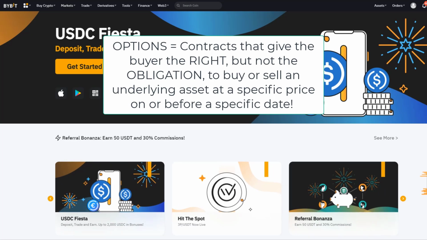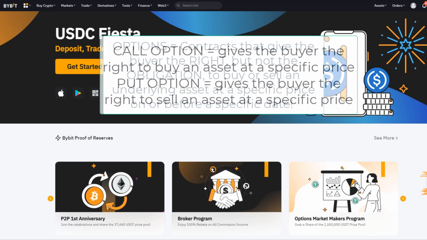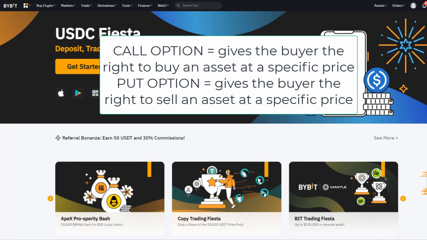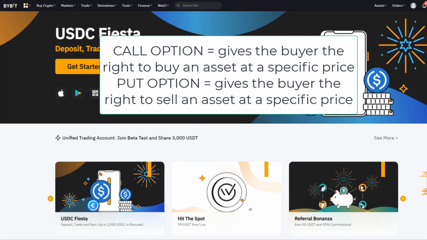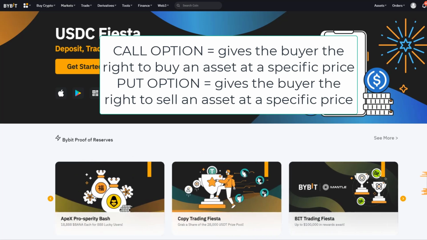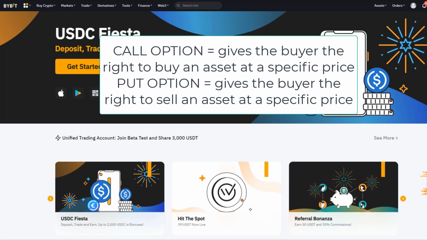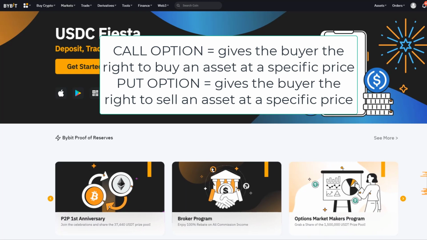A call option gives the buyer the right to buy an asset at a specific price, and a call option will therefore become more valuable as the underlying asset rises in price. So let's say when Bitcoin rises in price, that call option will also become more valuable. So a long call can be used to speculate on the price of Bitcoin rising, because basically it has unlimited upside potential. The maximum loss is only the premium, or the price that you actually paid for the options contract.